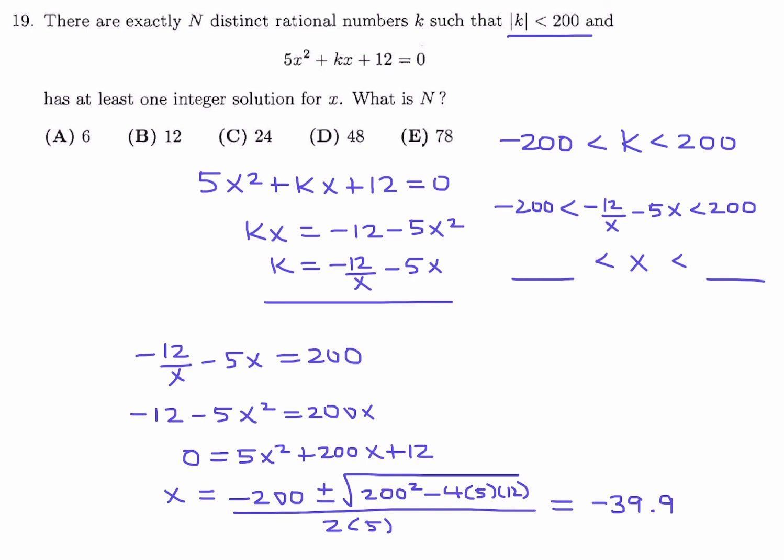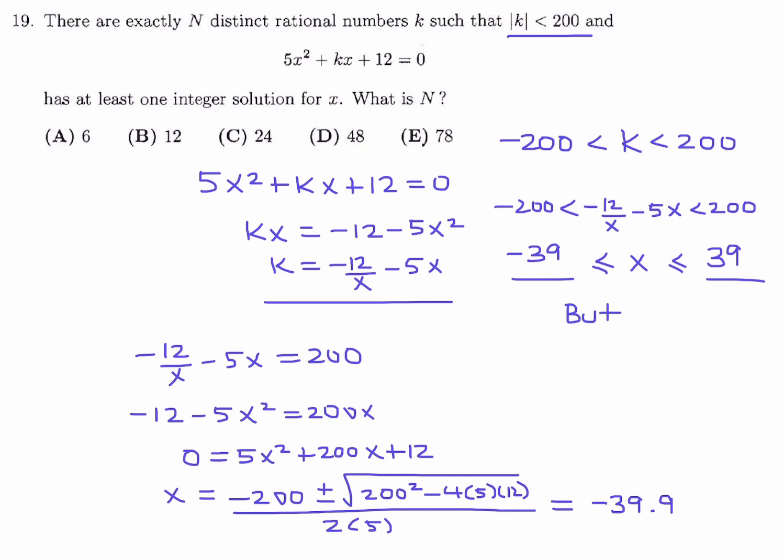So since x are integers, right, integer solutions, that means minus 39 is going to be that integer on that end of the spectrum. And on this end of the spectrum, it'll be plus 39, which is the value I'd most likely get when I substitute minus 200 in this equation. Okay, so that's a pretty good range. And then how many are there? Minus 39 to 39. That's 39 plus the 0.